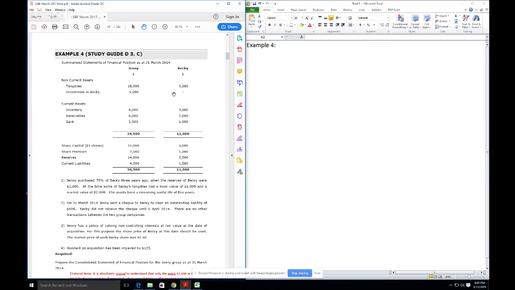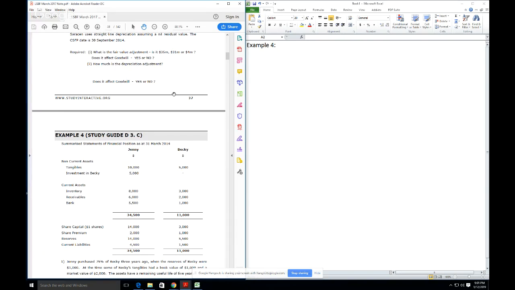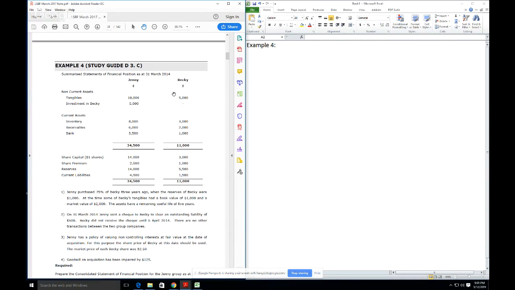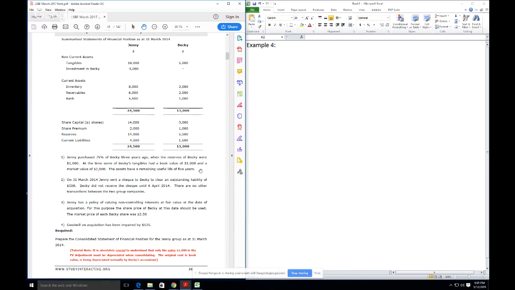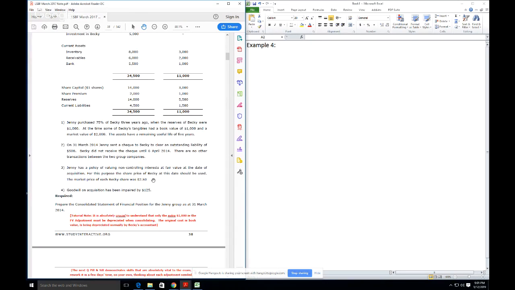Example 4, I'm sure you have your study material with you. Normally it said summary statement of financial position as at 31st of March 2014. So this is just to help us consolidate our consolidation skills. So we'll move down to requirements. It says prepare the consolidated statement of financial position for the Jenny Group as at 31st of March 2014. What we're going to do today is mainly find out our skills on what we learned the last time and any gray areas which you have. We would talk about them for now.